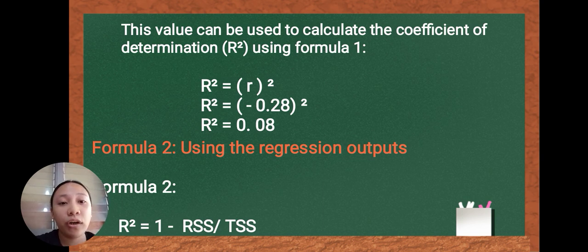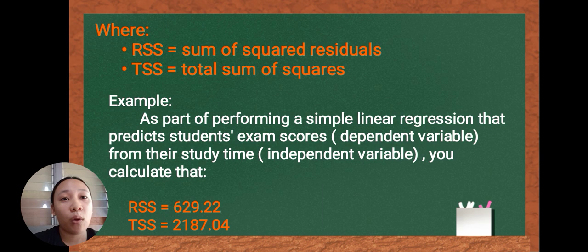Formula 2: using the regression outputs. R squared is equal to 1 minus RSS over TSS, where RSS is the sum of squared residuals and TSS is the total sum of squares. Example: as part of performing a simple linear regression that predicts students' exam scores, the dependent variable, from their study time, the independent variable, you calculate that your sum of squared residuals is 629.22 and your total sum of squares is 2187.04.